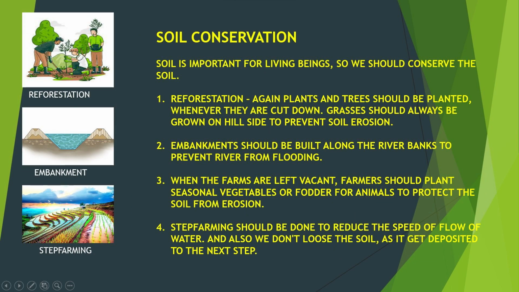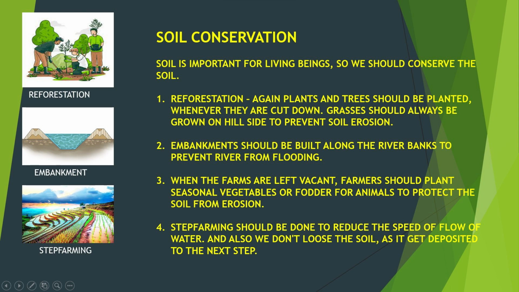Soil conservation. Soil is important for living beings, so we should conserve the soil. 1. Reforestation. Plants and trees should be planted again whenever they are cut down. Grasses should always be grown on hillsides to prevent soil erosion. 2. Embankments should be built along the river banks to prevent the river from flooding.